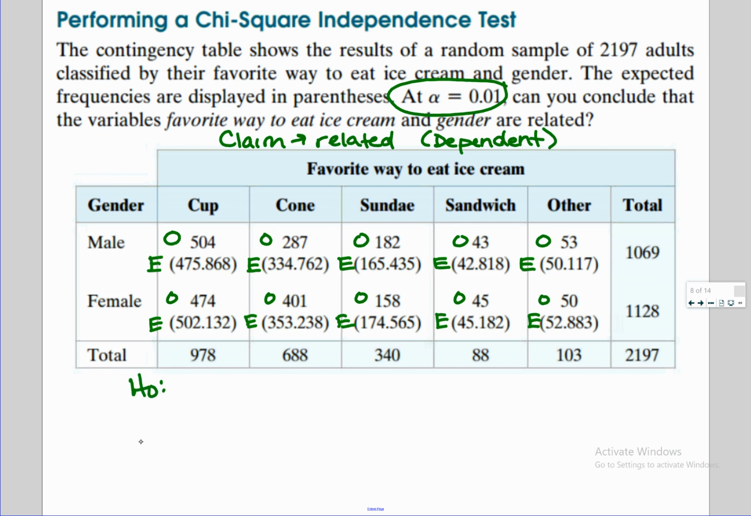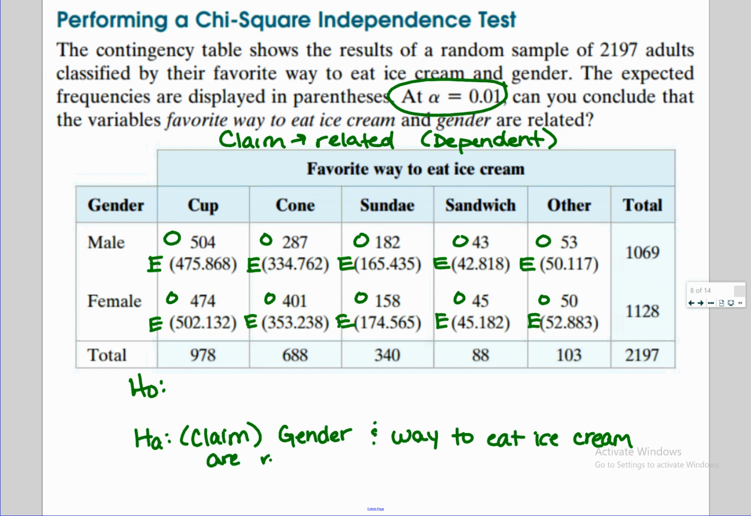All right, so my null and my alternative. The claim is your alternative, wherever your dependent set of information is. So gender and way to eat ice cream are related or dependent. Then the null hypothesis would be they are not related or independent.